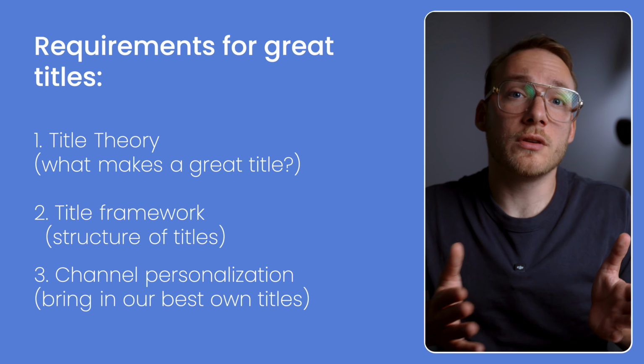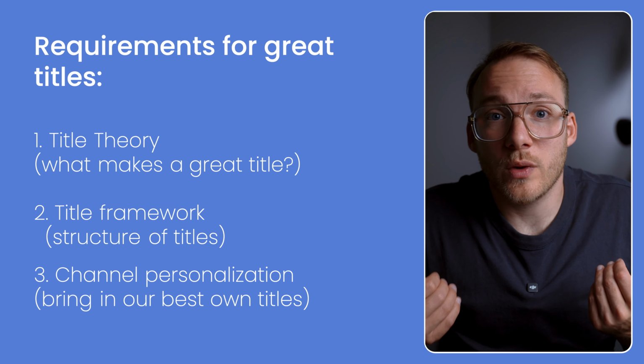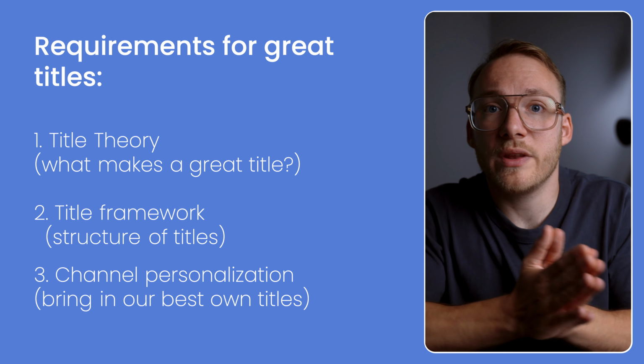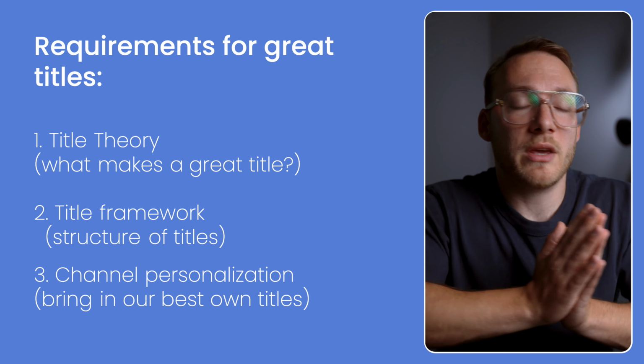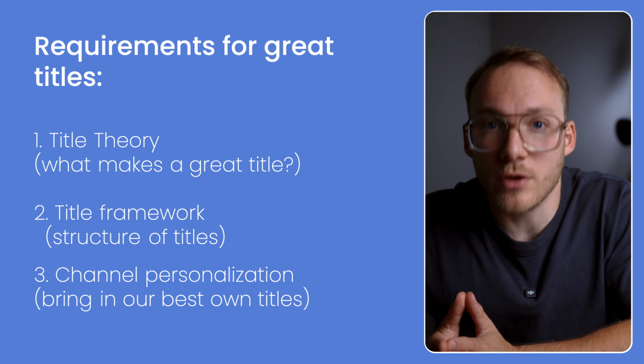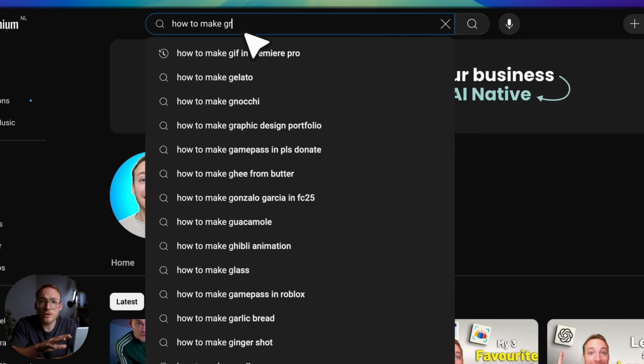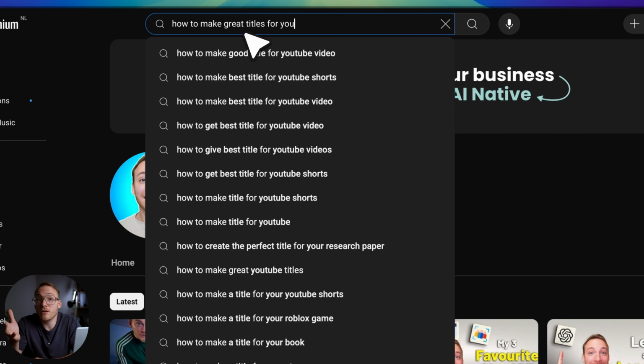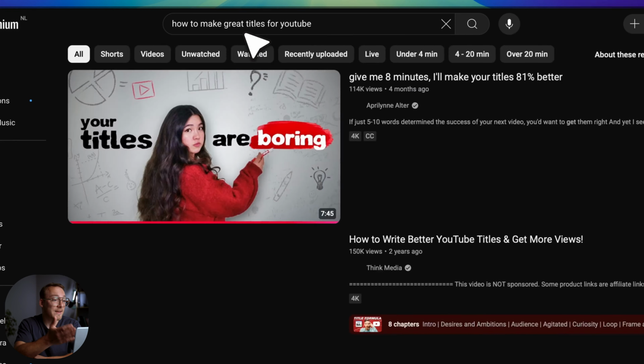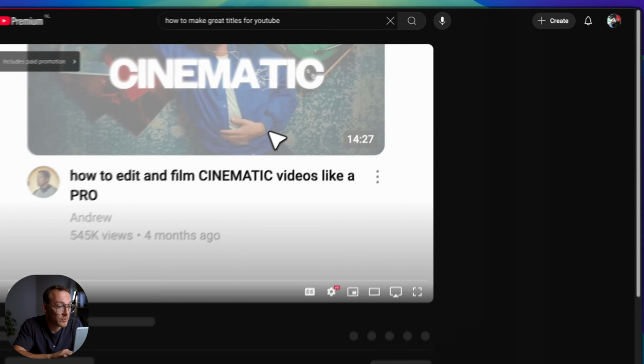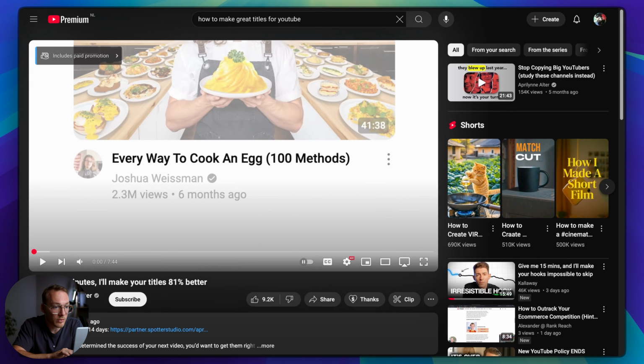So we need to take a good look at the titles that have worked for us well in the past, and that can be a video with a high CTR or maybe a video with just a very high amount of views. So for the title theory, I first went to look on YouTube if there were any great videos on titles, and then I came across Aprilynne's video, which was the first one. Give me 8 minutes and I'll make your titles better.